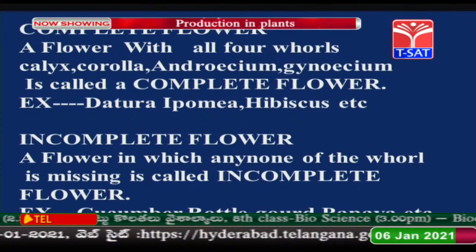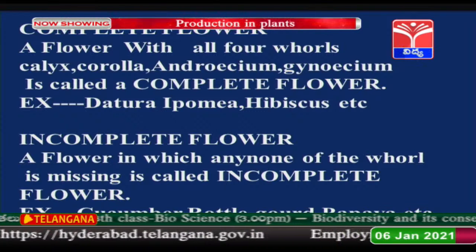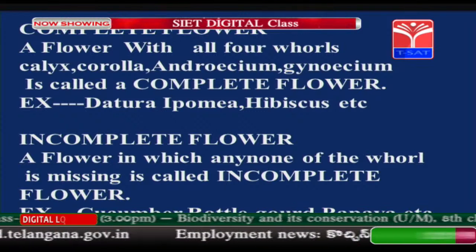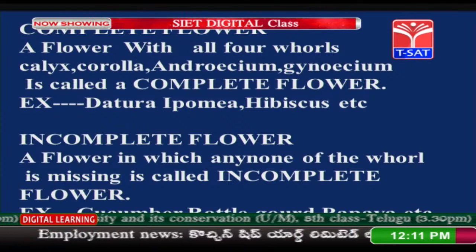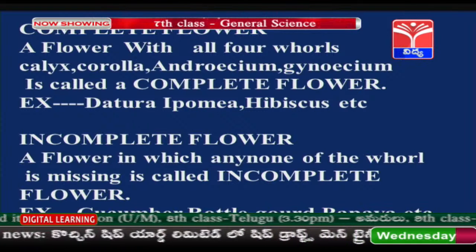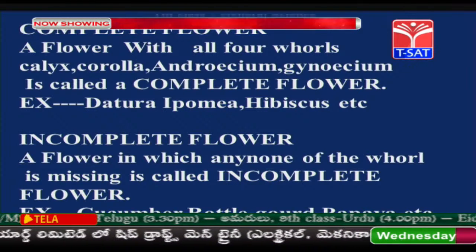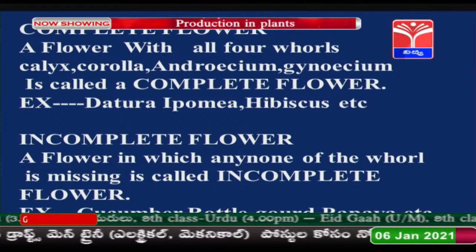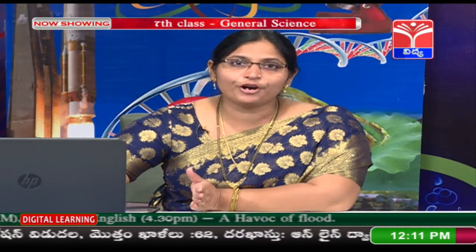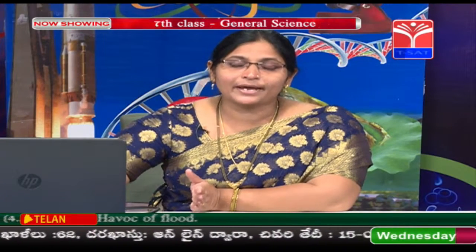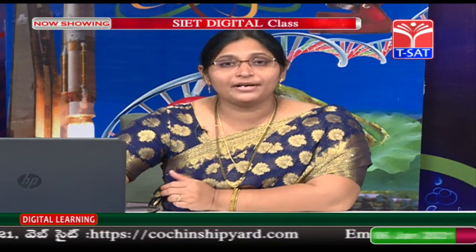A flower in which any one of the whorls or floral organs is missing is called an incomplete flower. Examples are cucumber, bottle gourd, papaya, etc. Unisexual flowers are incomplete flowers because any one of the floral organs is missing in them. That is why unisexual flowers are considered incomplete flowers. Hope you have understood, children.